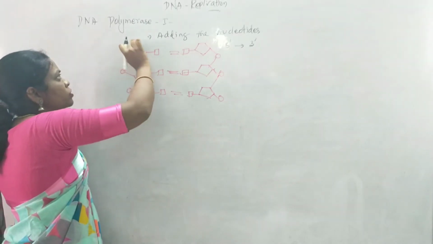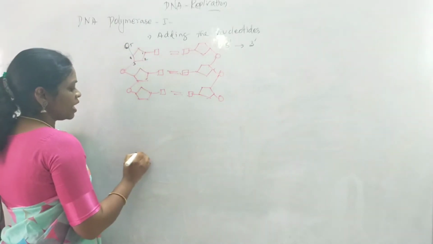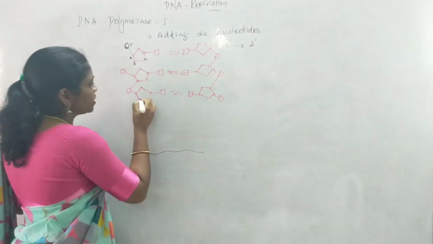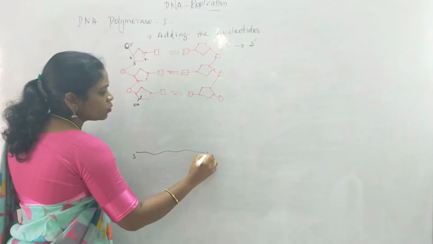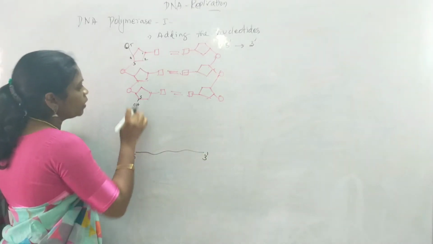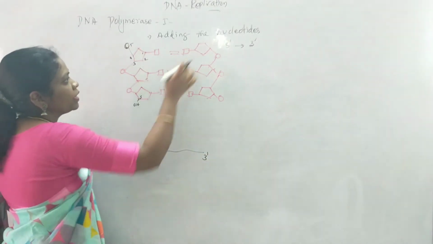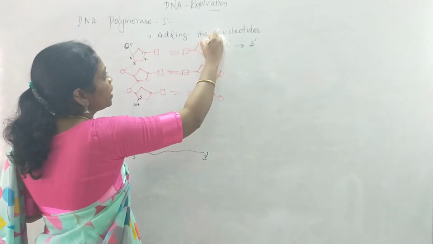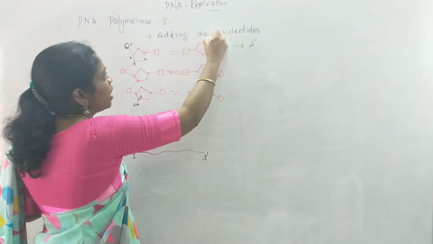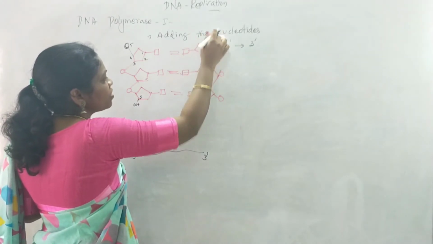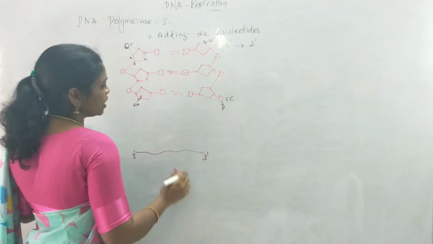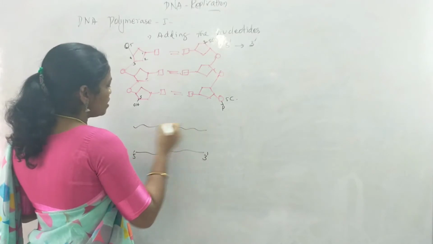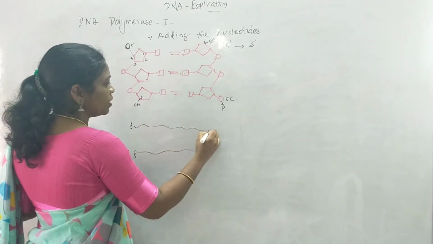This 5th carbon position is free, where we can denote the strand from the 5' direction. This is the 3' end, where we can find the hydroxyl group. So one strand runs from 5' to 3'. The other strand is in the opposite direction, where you can find the 3rd carbon position, that is hydroxyl, on this side, and you can find the 5th carbon position, that is the phosphate group, towards this side. So the other strand runs from the 3' direction to the 5' direction.